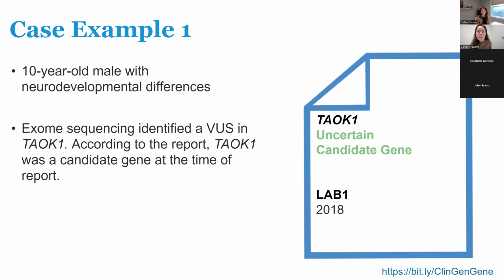The family comes with a genetic test report from exome sequencing performed in 2018. At that time, a variant of uncertain significance was reported in a gene considered to be a candidate gene. And as Caitlin introduced at the beginning of this session, a candidate gene is a gene of uncertain significance when there is uncertainty in the gene's role in disease. So the family asked if there was any new information on these results, given that this test was reported over 5 years ago. Next slide.